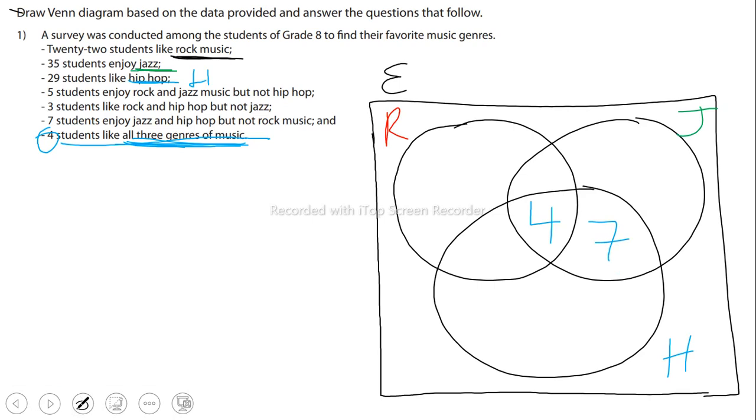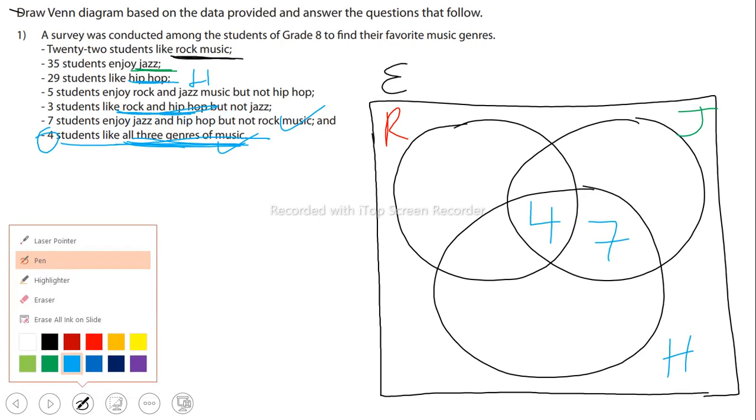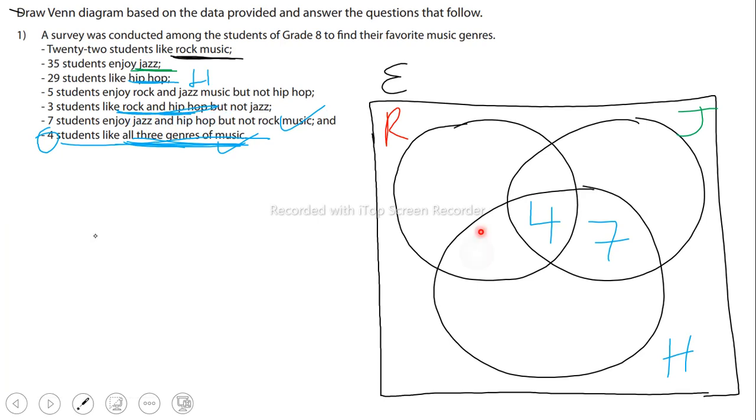All right. The next thing we want. So we already did this one and this one. Now we're going on to the 3 students. They said that 3 students like rock and hip hop. So they like rock and hip hop, but not jazz. So where is that going to go? On the left-hand side of 4, right here in this intersection, for rock and hip hop, but not jazz. So it's going to be 3.